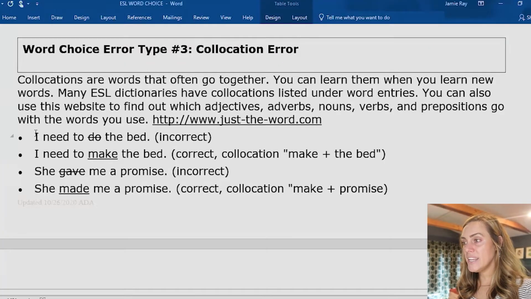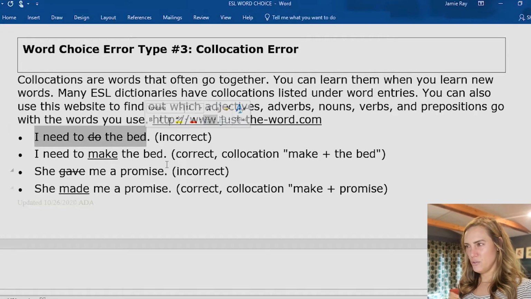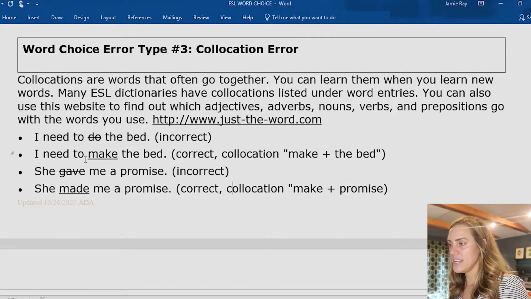The next issue that I see with word choice is with collocations. Collocations are words that often go together, like pairs, okay? And because these are not rule-based, there's no rule for these, they cause a lot of issues, okay? So let me just give you some examples. Look, I need to do the bed. To do the bed? No, I need to make the bed.